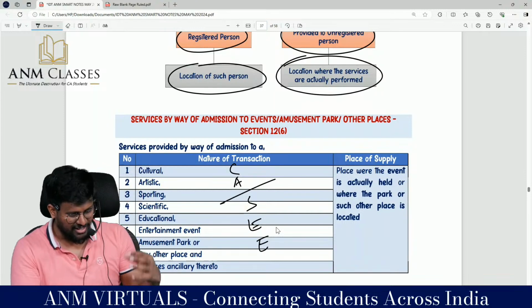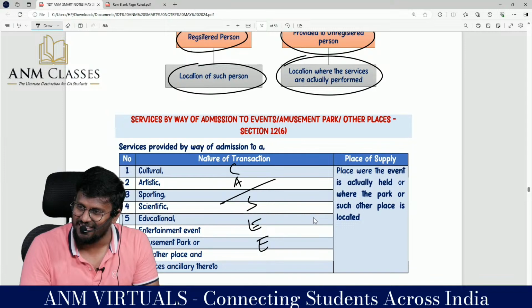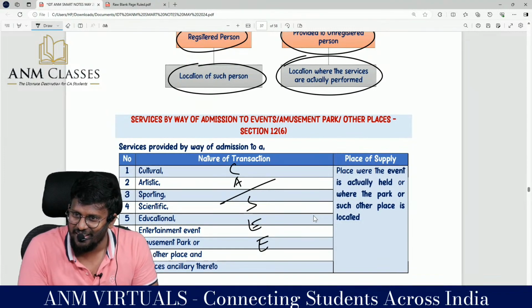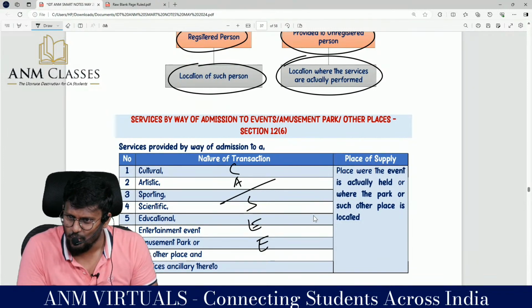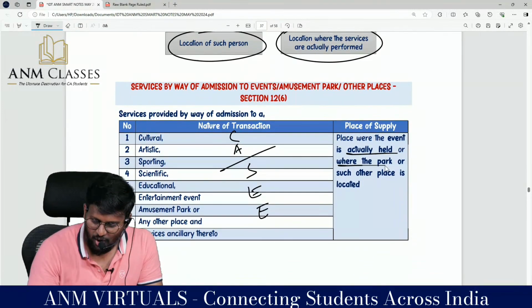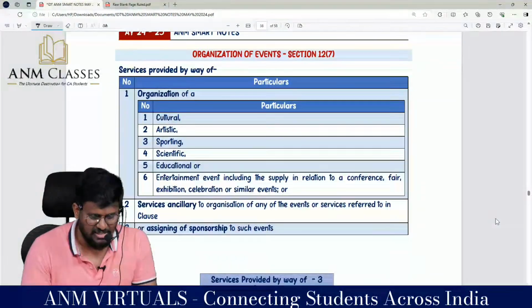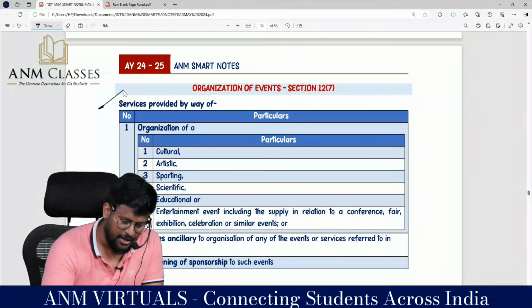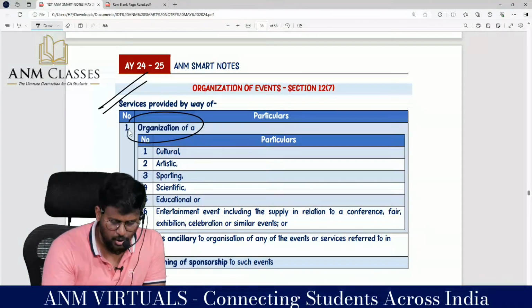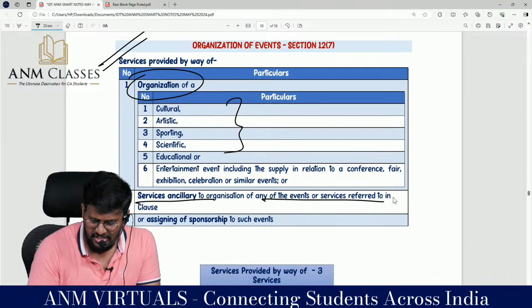Cultural, artistic, sporting, scientific, education, entertainment, amusement park or any other place, and services ancillary thereto. So the place of supply is the place where the event is actually held or where the park or such other place is located, because this is performance based services. 12.7 end of the event. Are you organizing the events? Service ancillary to organizing the events.